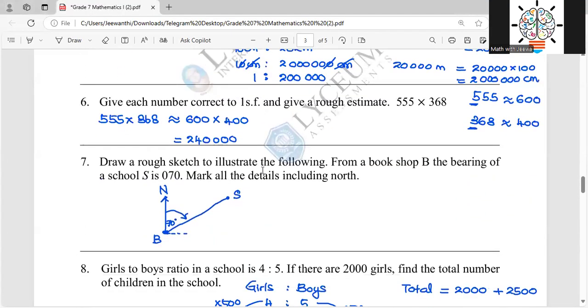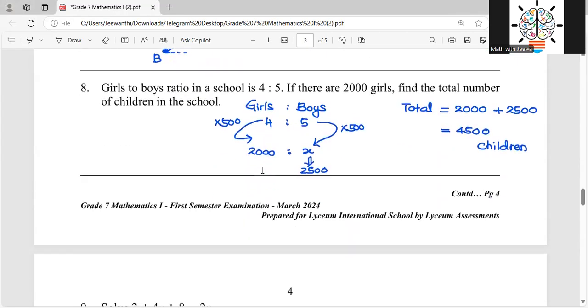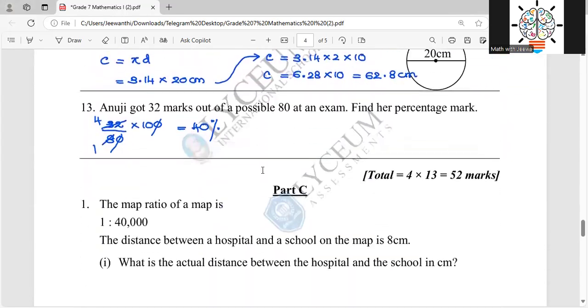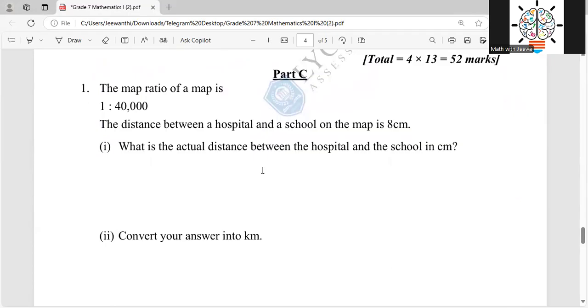By any chance, if you missed part A and part B, you can get those videos from the playlist and you can mark your answers. Then we'll move to part C, the map ratio of a map.